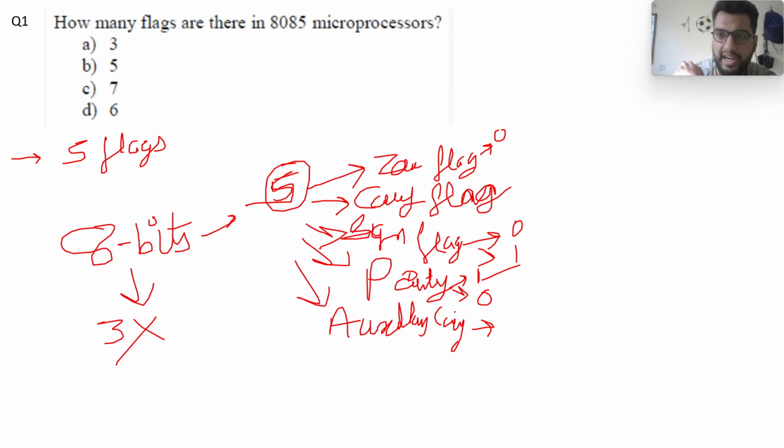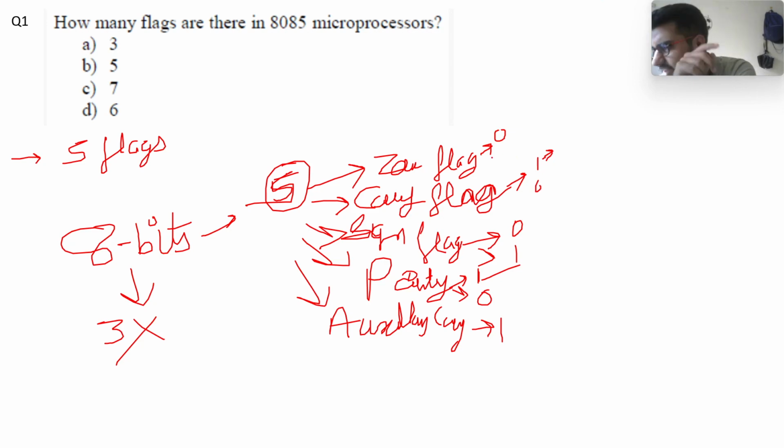Auxiliary carry is used in BCD addition. If during BCD addition there is a carry transfer from D3 to D4, it's 1. And then we have the carry flag, which is set when after an arithmetic operation you get a result in more than n bits. Here it's 8, so if you get a result of more than 8 bits, this gets set to 1. It is 0 when the result is within n bits.